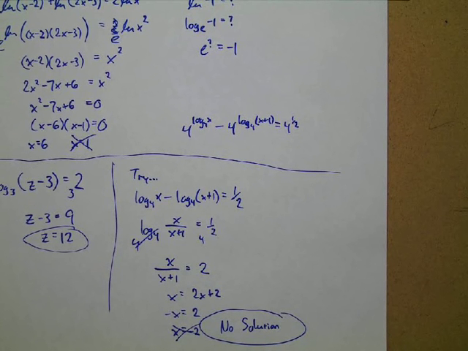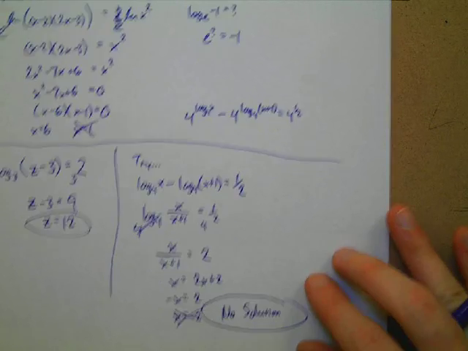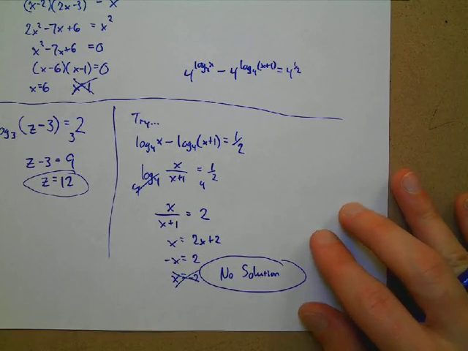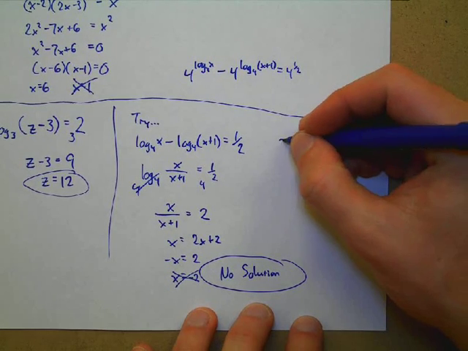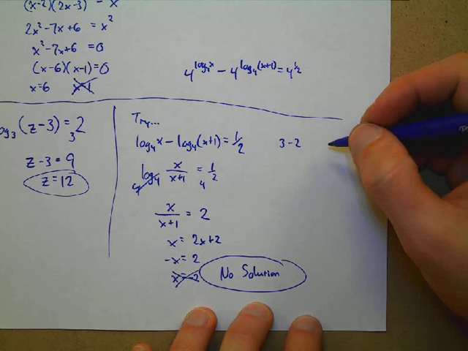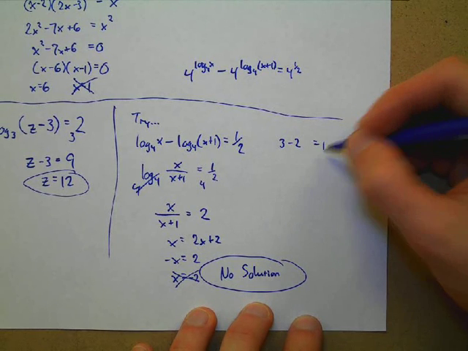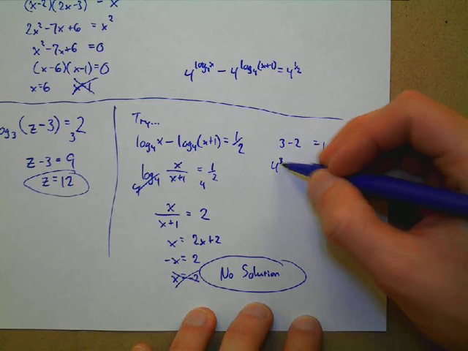Well, okay, I'll go down here a little bit. I think maybe to kind of convince you here, if I had like 3 minus 2, we know that that's going to equal 1. But if I do 4 to the third minus 4 to the 2, that's not quite the same thing.